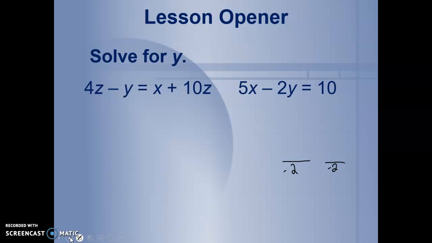All right, go ahead and try to solve these for y on your own, and then pause the video, do your work, and check your work.